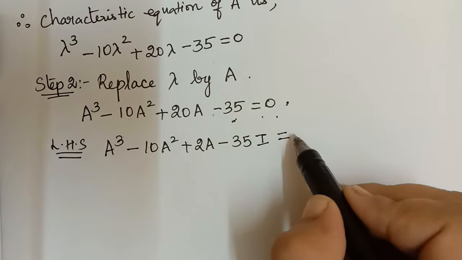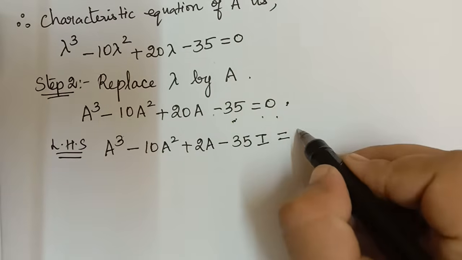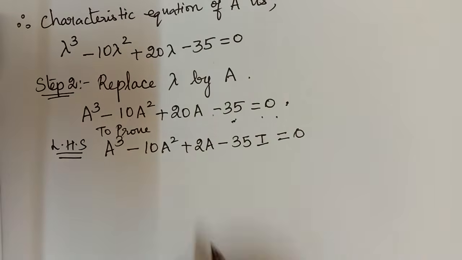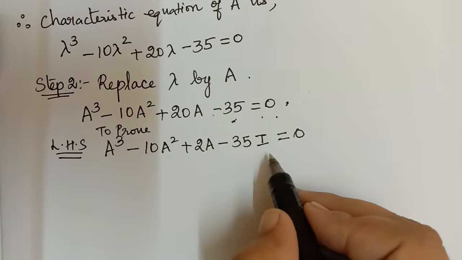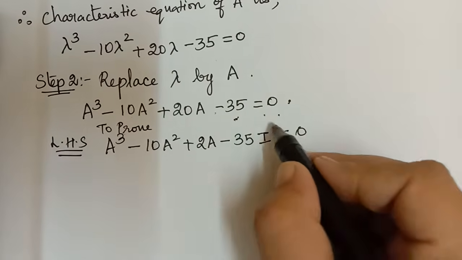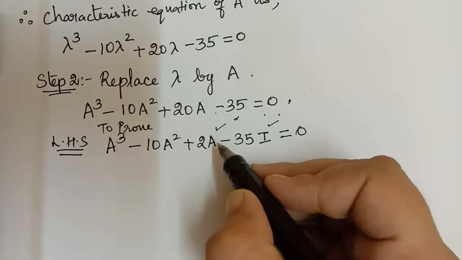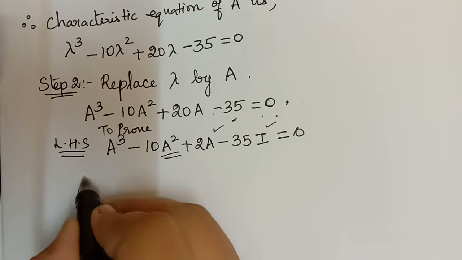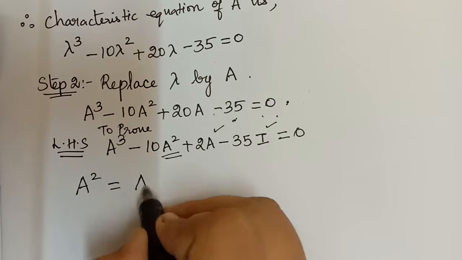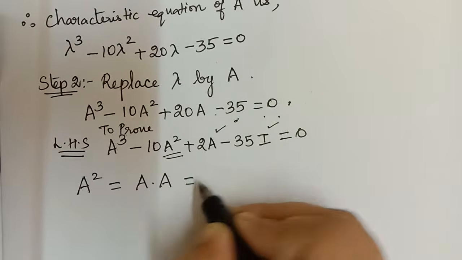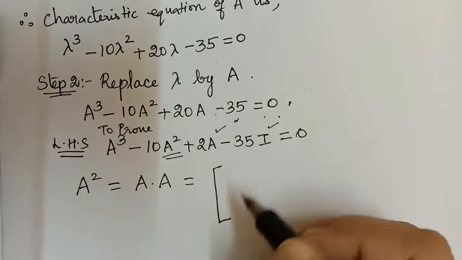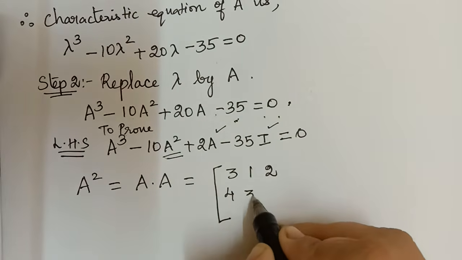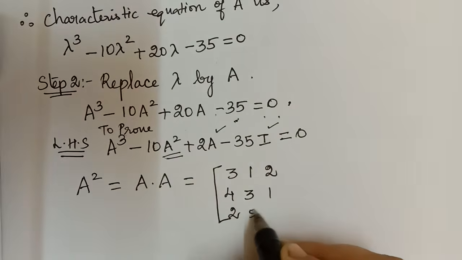So to prove this is equal to 0, we shall first solve this, where I we know, the matrix A also we have from the question. Now the matrix A squared we have to calculate. So A squared will be equal to the matrix A multiplied with A, and so that will be equal to, first we shall write the matrix A. So 3 1 2, 4 3 1, 2 5 4.